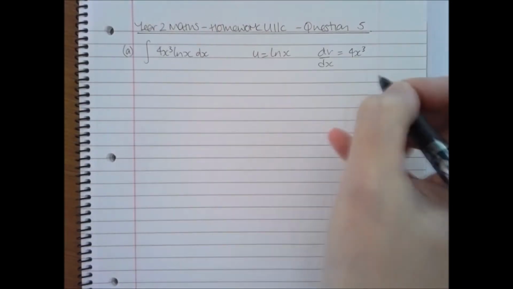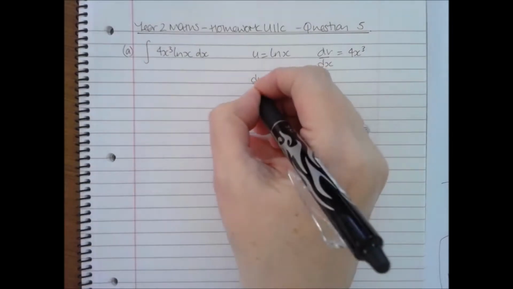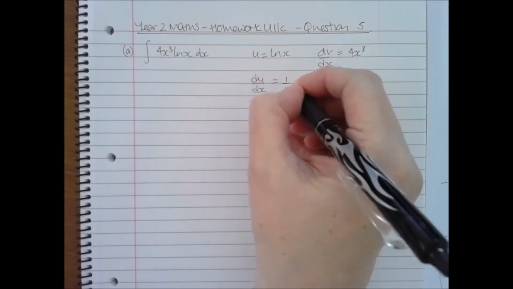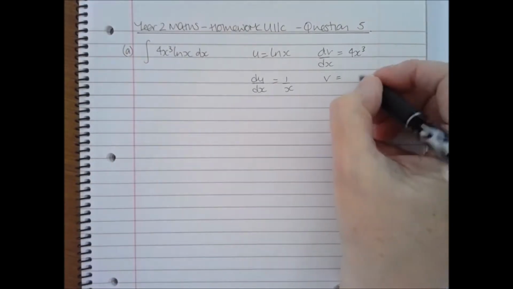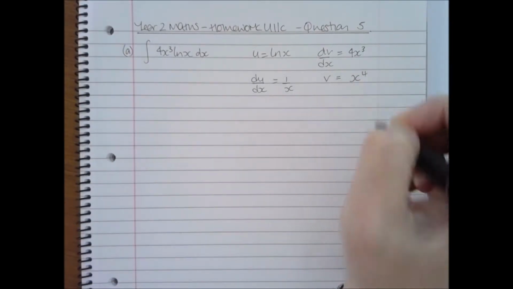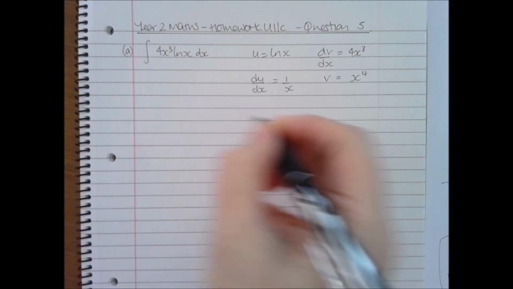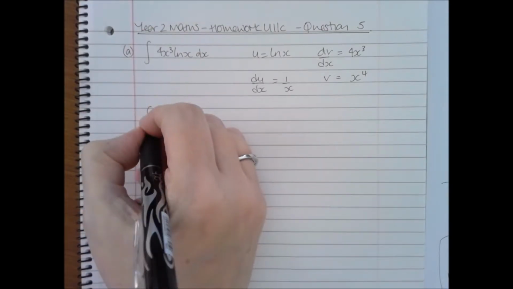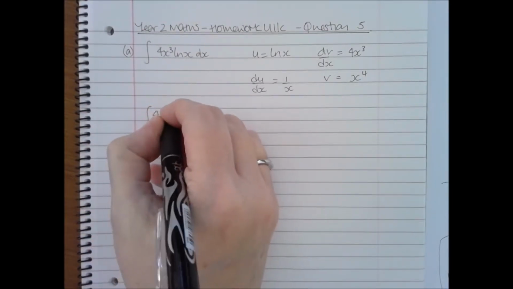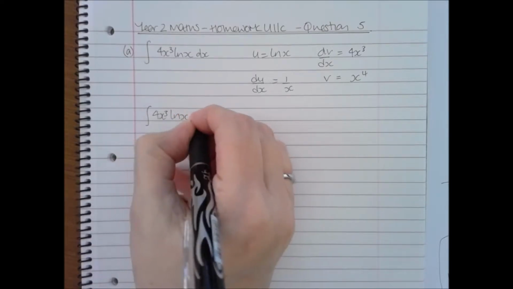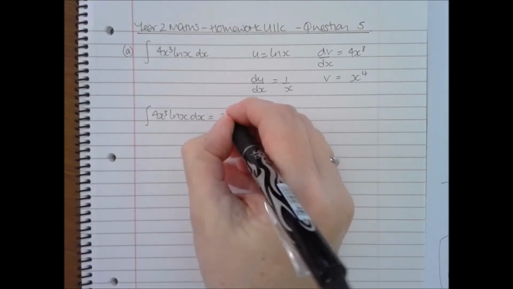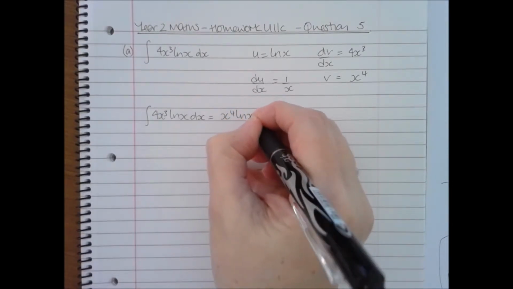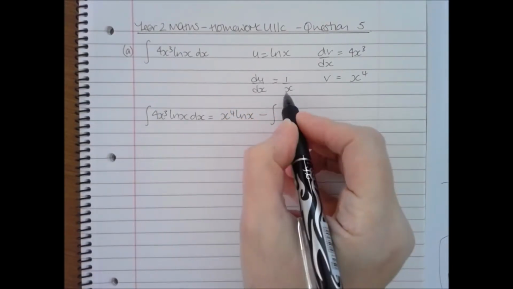So if we differentiate this one, then du/dx becomes 1 over x, and if we integrate this one, v becomes 4x to the 4 over 4, so that's just x to the 4. So our parts formula then gives us, for 4x cubed log x, u times v, that times that, x to the 4 log x, minus the integral of v times du/dx.